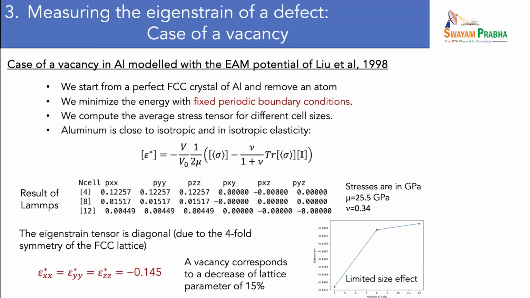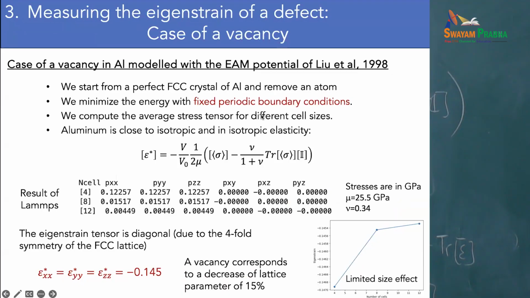So what I did in this example, I took exactly the same FCC crystal as you have been playing with, the same aluminum potential. And then I remove one atom to create a vacancy. I minimize the energy with fixed boundary conditions, because otherwise the calculation doesn't work. I compute the average stress tensor, and then I use the relation that we wrote here to get the eigenstrain tensor of the vacancy.